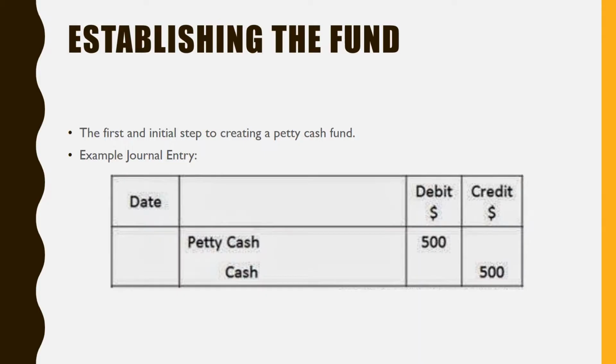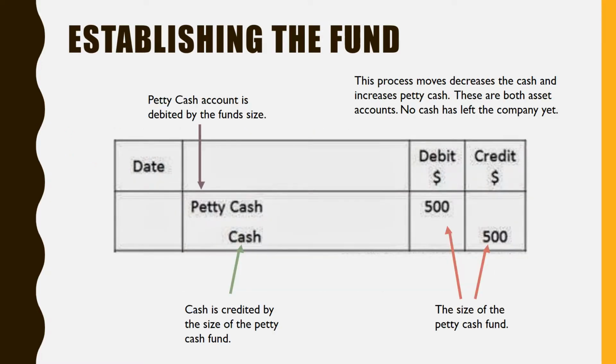Establishing the fund. The first step of establishing the fund is to transfer cash into the petty cash fund. In this journal entry example, we can see that the petty cash account has been debited while the cash account has been credited. This reveals that cash has been removed from somewhere else and has been placed in a petty cash fund inside the business. This process decreases the cash and increases petty cash.